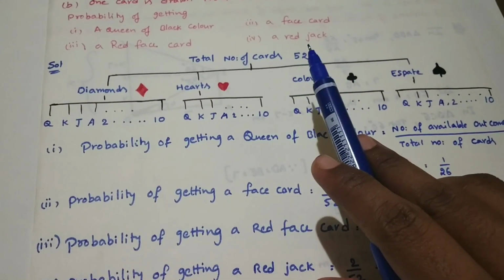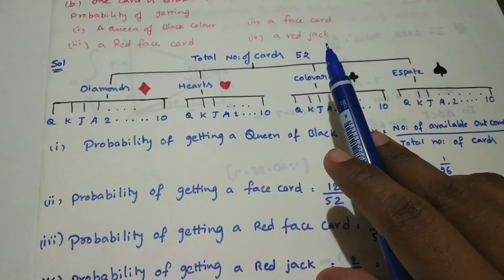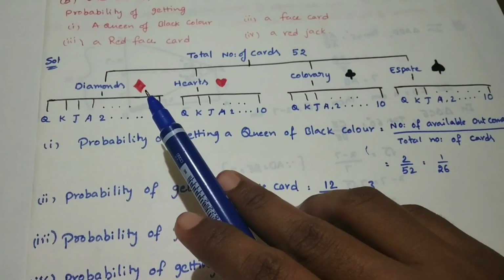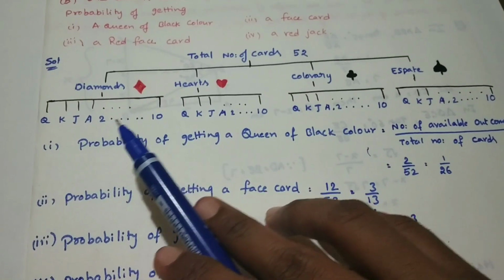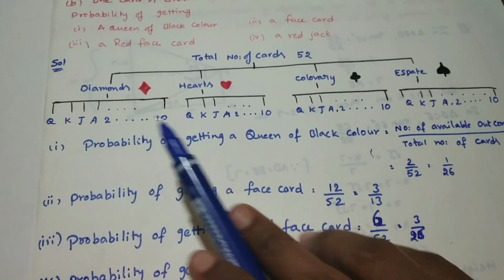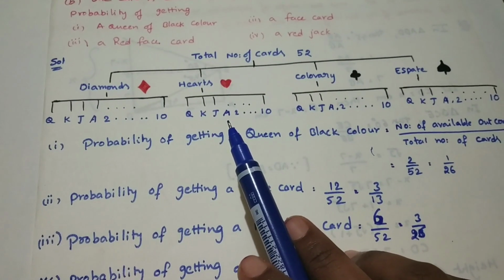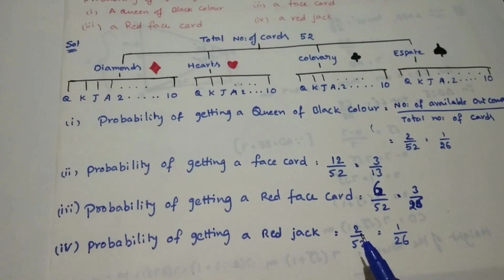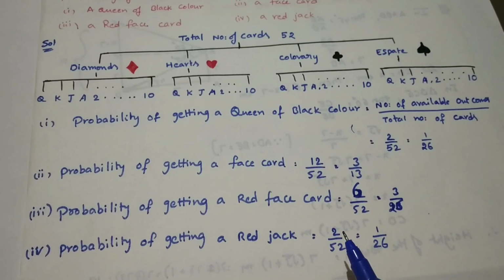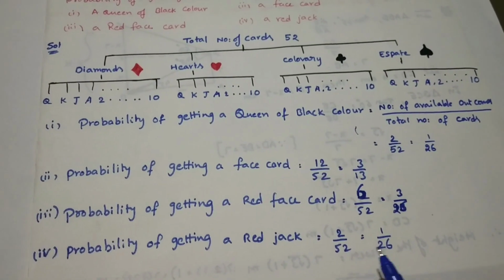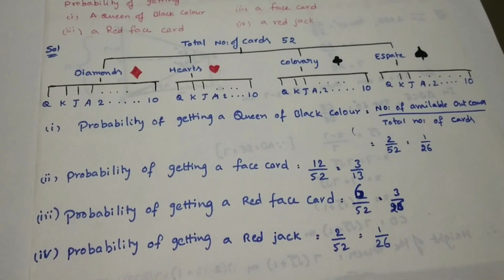The fourth one, what is the probability of getting a red jack? Red jack means 2 groups are there. In these 2 groups, there is 1 jack here and 1 jack here. So the number of possible outcomes is 2, divided by the total number of cards, 52. If you do the cancellation, you get 1 by 26.